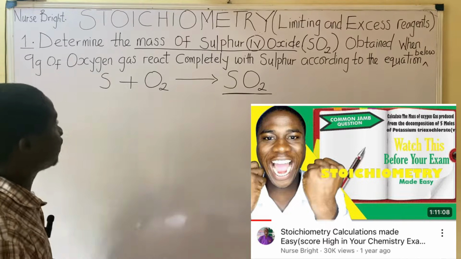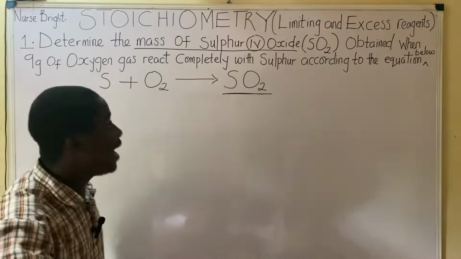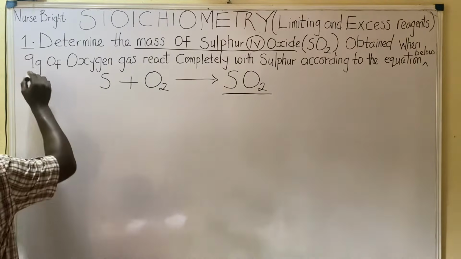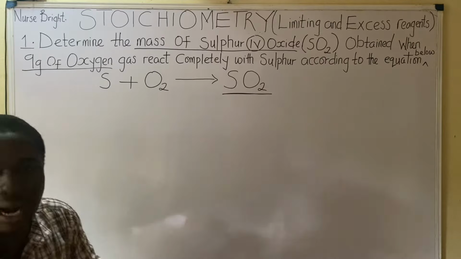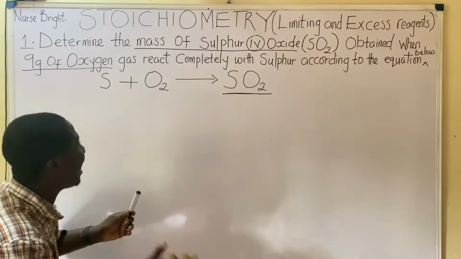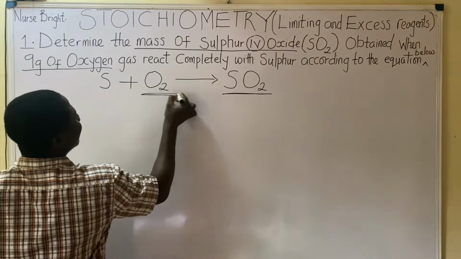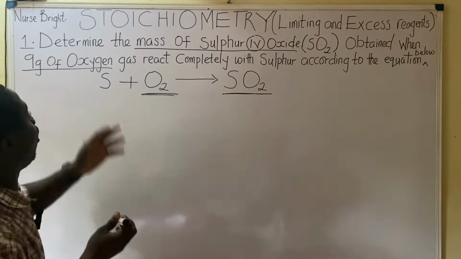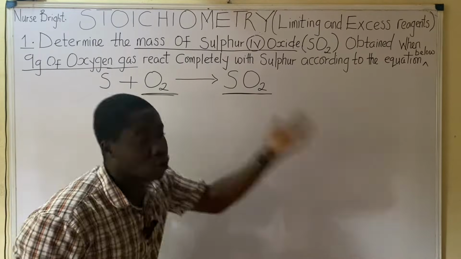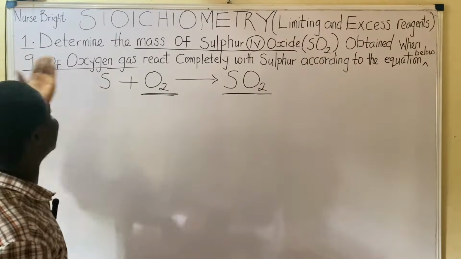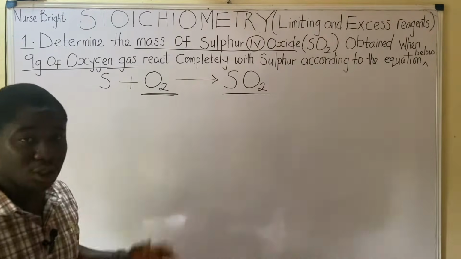Okay, so let's progress. Determine the mass of sulfur oxide, which is here, obtained when 9 grams of oxygen. I saw this again. This is a very, very important parameter. 9 grams is a parameter. Okay, 9 grams of oxygen, or oxygen gas rather, reacts completely with sulfur. Okay, they told us that 9 grams of oxygen reacted completely with sulfur to get SO2. That's what the question is all about.